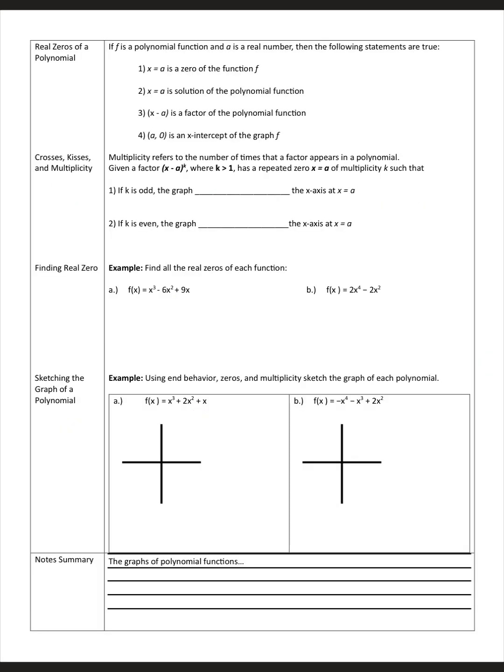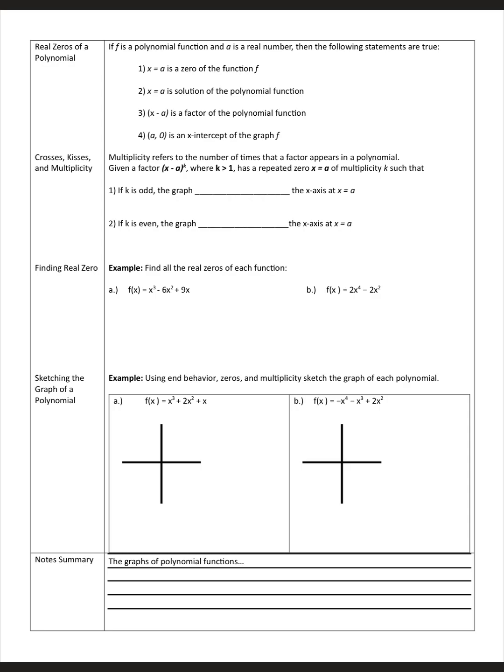All right, guys, so let's now talk about the real zeros of a polynomial. So if f is a polynomial function and a is a real number, then the following statements are true. X equals a is a zero of the function f. X equals a is a solution of the polynomial function. X minus a is a factor of the polynomial function. A comma 0 is the x-intercept of the graph of f.